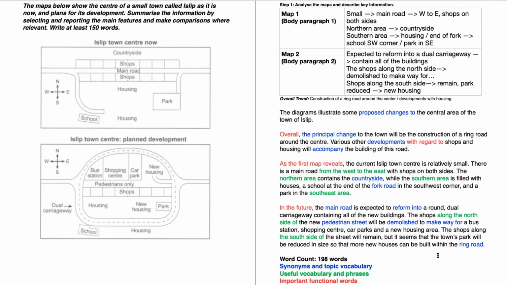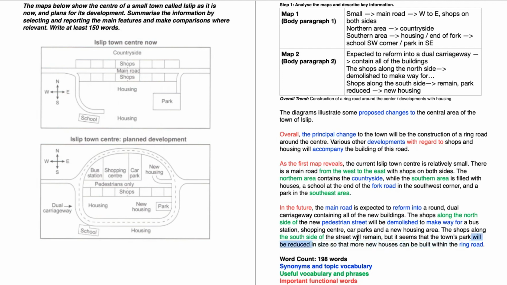Now again, I want you to just note the future passive here. So will be demolished is going to be the future passive. Again, we don't know who's going to demolish it. It doesn't matter. The main thing is that it's going to be demolished, or in this case, it will be demolished. Then we see the shops will remain, but the town's park will be reduced.